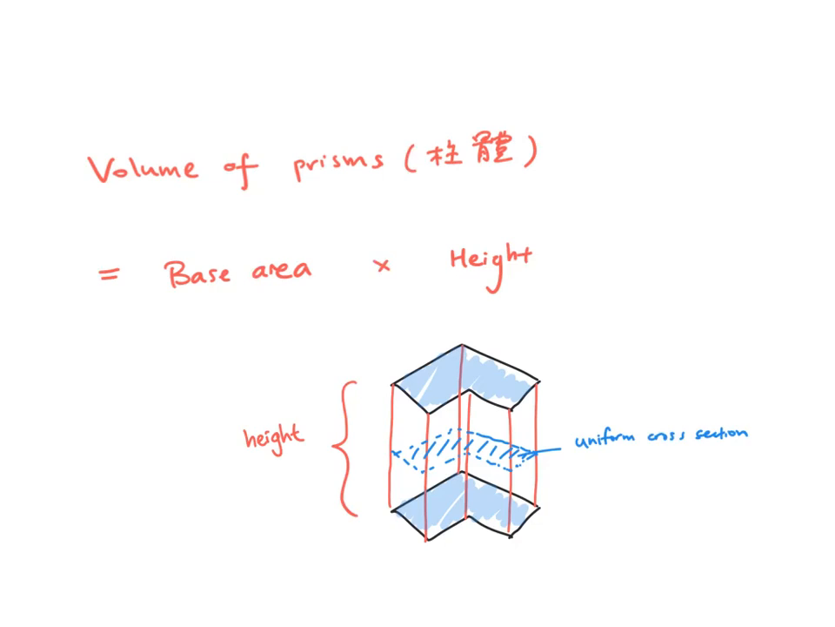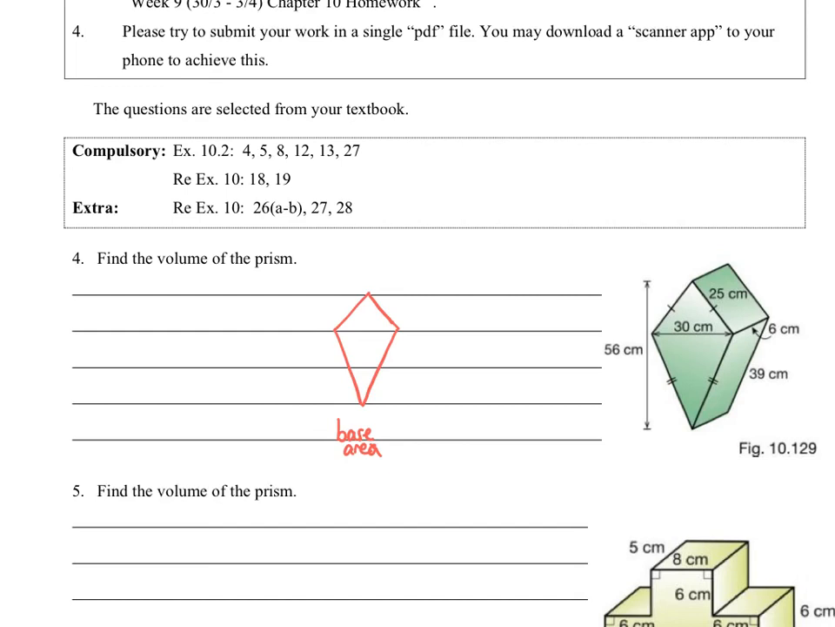After you understand that, we look at the questions in this assignment. For number 4, you can see that the base area is a kite, and the height is 6 cm here. So you have to find the area of this base, which is 30 cm multiplied by 56 cm divided by 2. This would be the base area, and then you have to times the height, which is 6 cm. Then you can calculate it, and the final answer should have the unit cm cube.